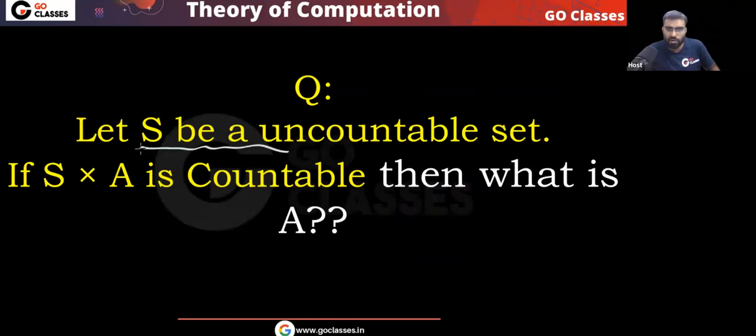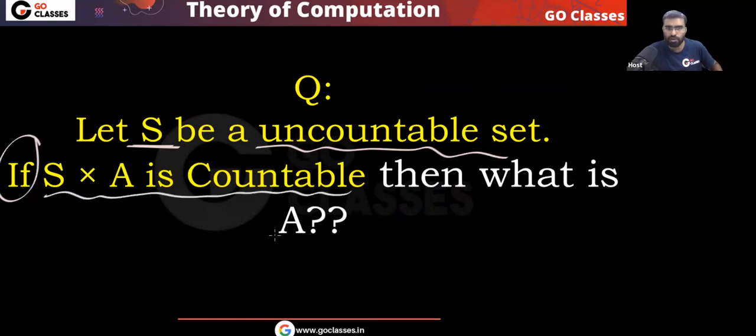Let's assume S is uncountable. If S cross A, the Cartesian product, is countable, then what is A? Think about it. S is uncountable. If S cross A is countable, what is A?